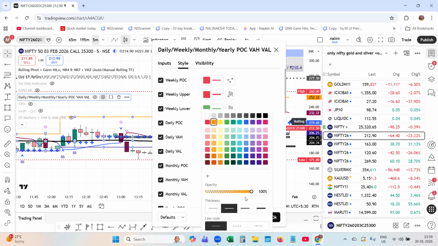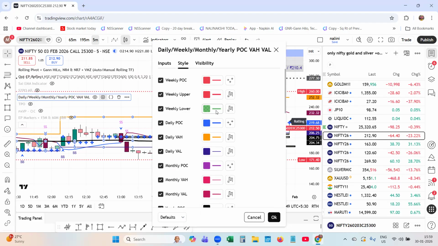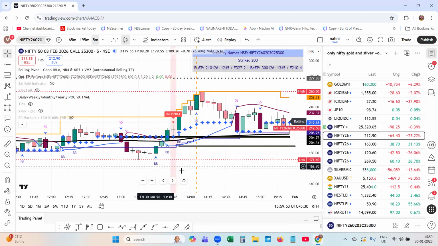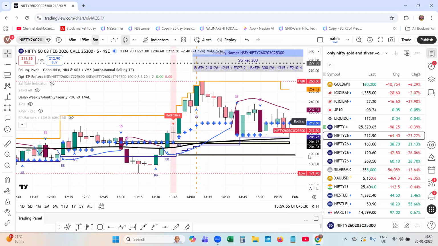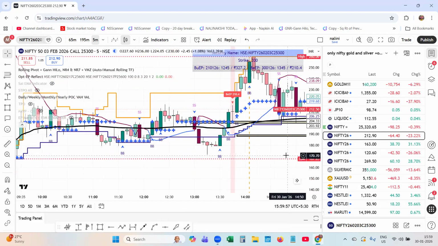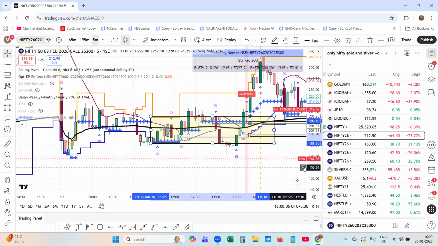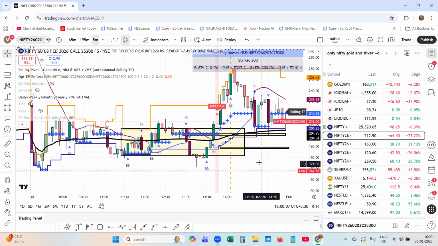Daily value area. Let me make it thicker, and daily value area low. Let me make it a little bit thicker so that you can see the market was trading within this value. This was the value area. It was within this value area, and you can see the expansion.